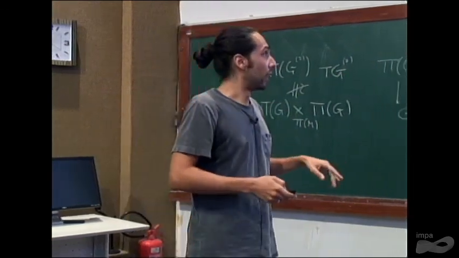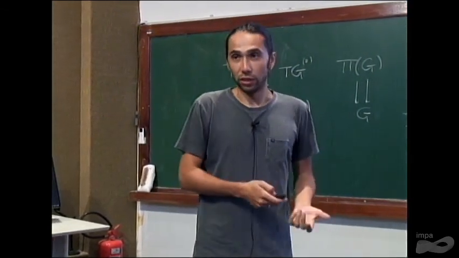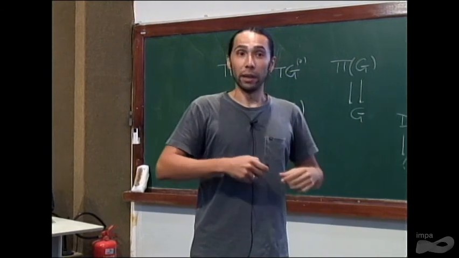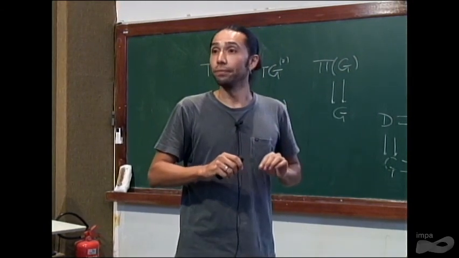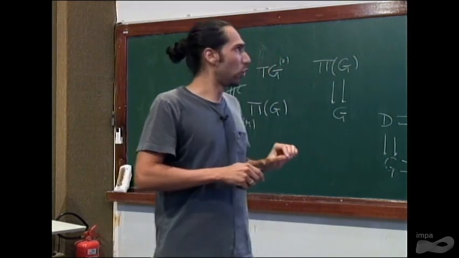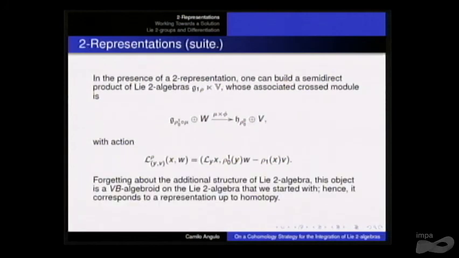Now, in the presence of such a thing, one can build a semi-direct product structure. And this semi-direct product, forgetting about the structure of Lie algebra, is a VB groupoid over the Lie 2-algebra that you started with. And therefore, it is a representation up to homotopy. And that representation up to homotopy is going to play a role later on.